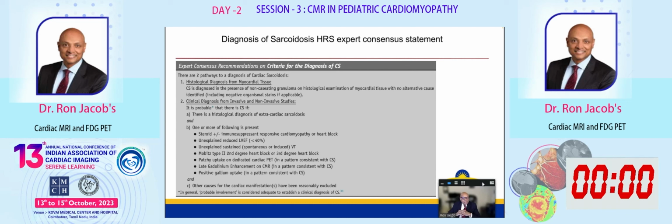If you have, for example, a histological diagnosis of extracardiac sarcoidosis, you need one of the following. One of the following is EKG criteria, which the patient had, advanced heart block. You have PET uptake and LGE. The imaging does form a pretty robust portion of this diagnostic algorithm. And it's really important here that other causes of cardiac manifestation are excluded. In this particular instance, I showed you that slide with genetic cardiomyopathy because you always want to keep that in the back of your mind.